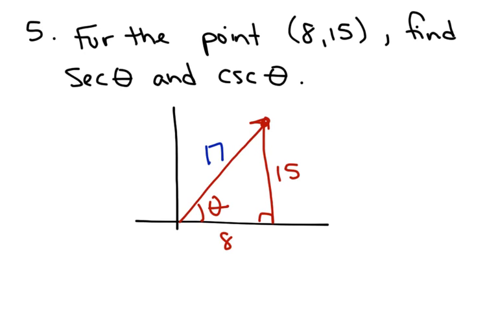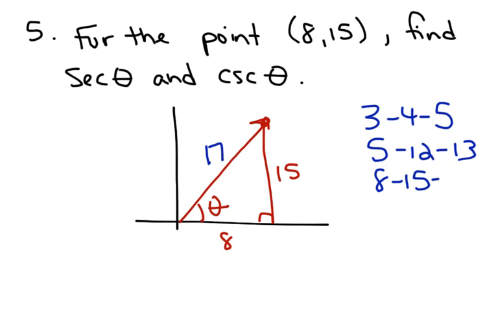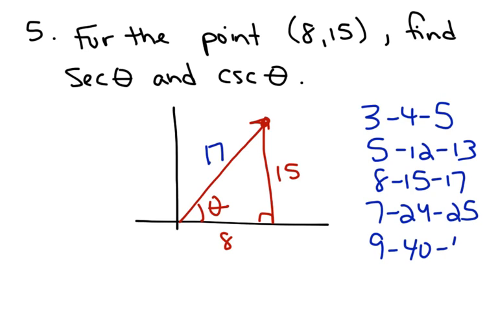There will be triples on the final exam. So your triples will be 3, 4, 5, or some multiple of them. 5, 12, 13, 8, 15, 17, 7, 24, 25, 9, 40, 41. So either it'll be one of those triples or it'll be some multiple of those triples, so it'll be something to that effect.